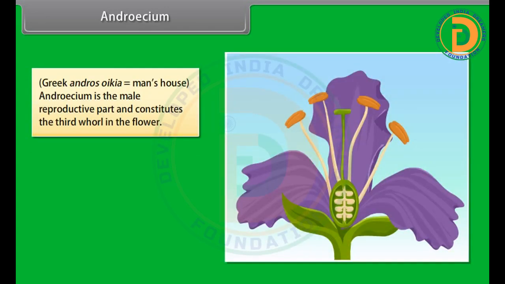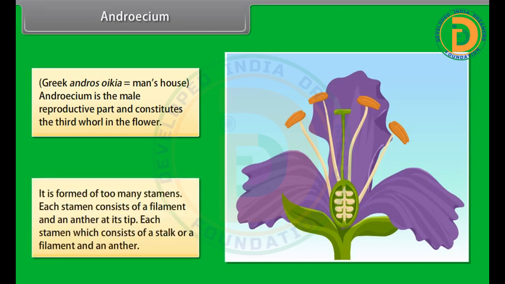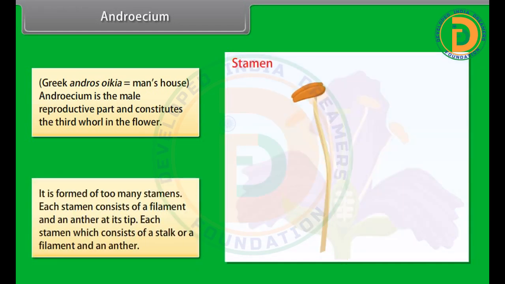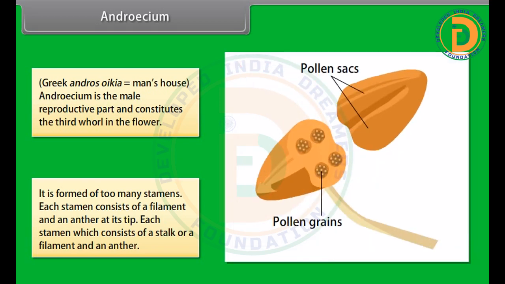Androecium. Androecium is the male reproductive part and constitutes the 3rd whorl in the flower. It is formed of many stamens. Each stamen consists of a filament and an anther at its tip.